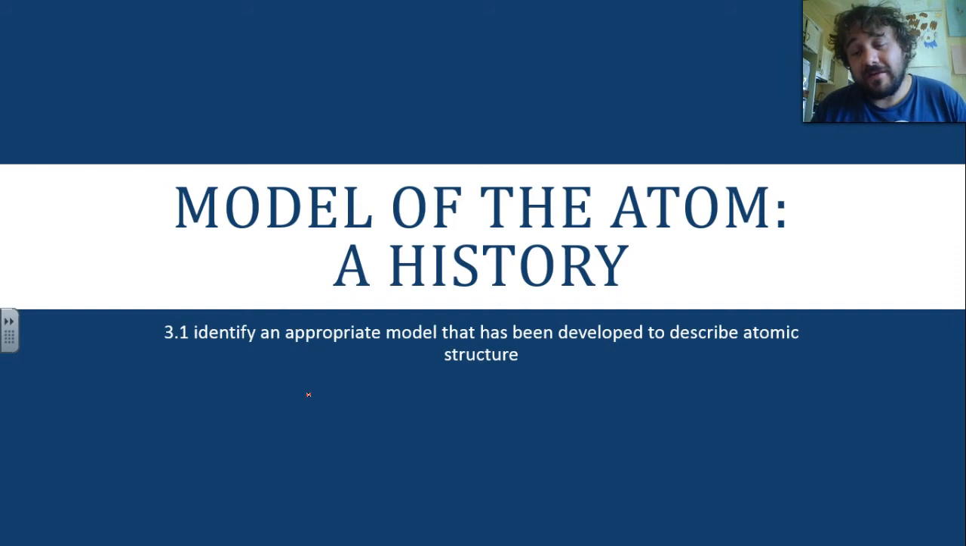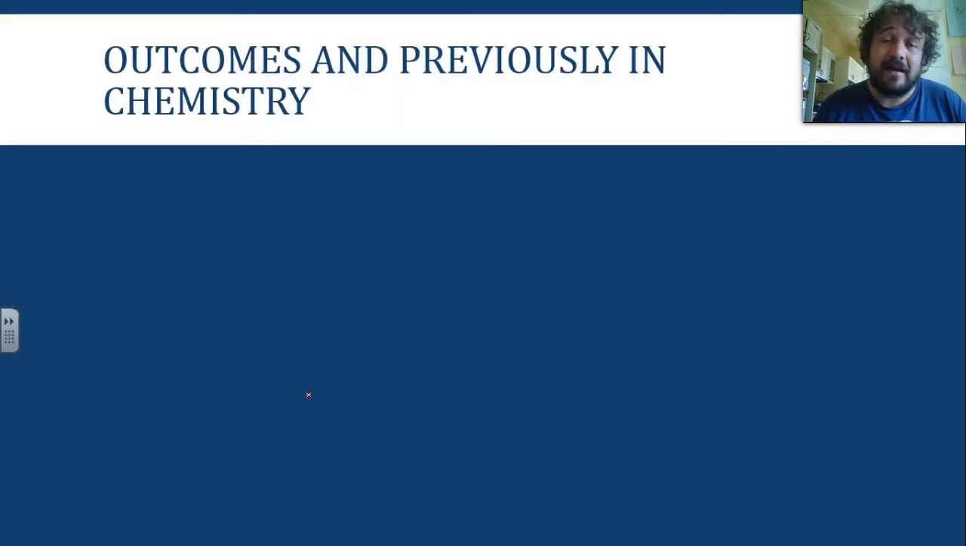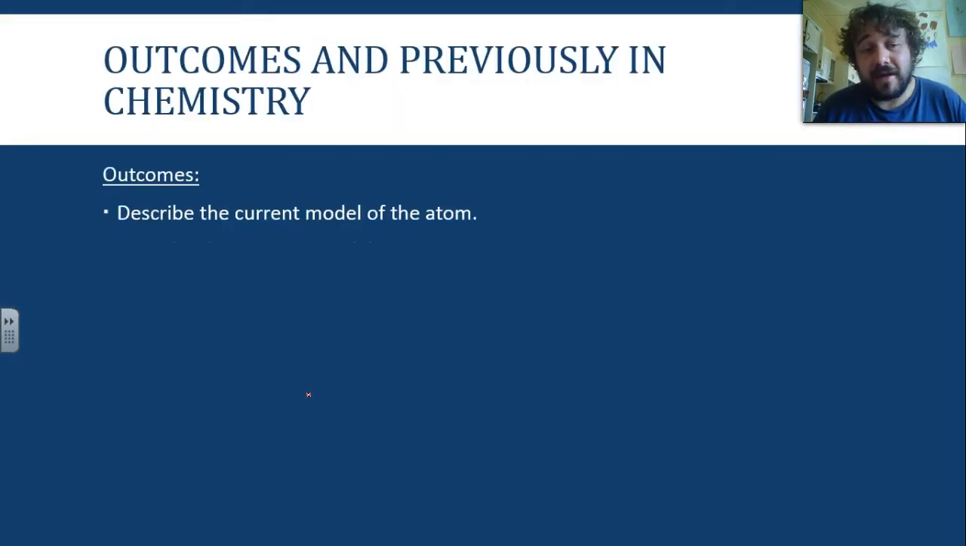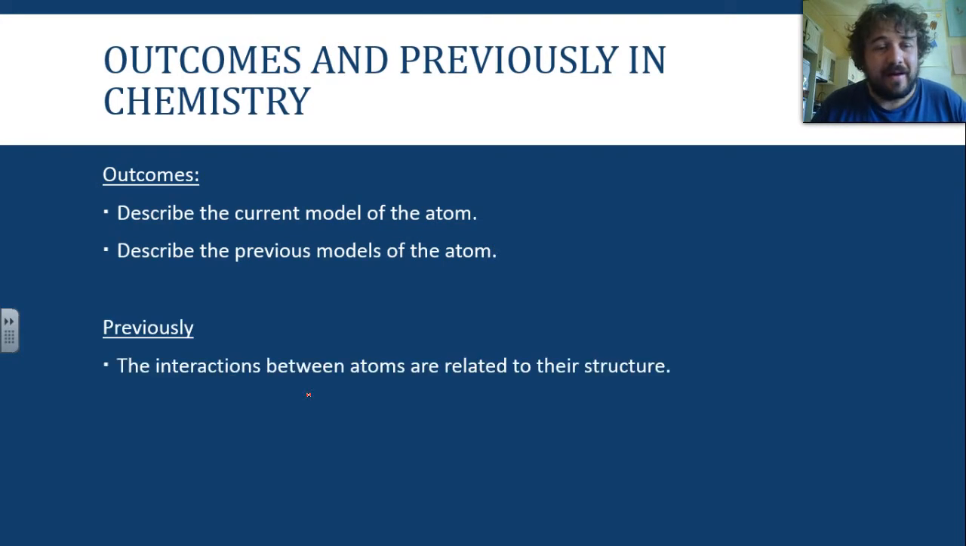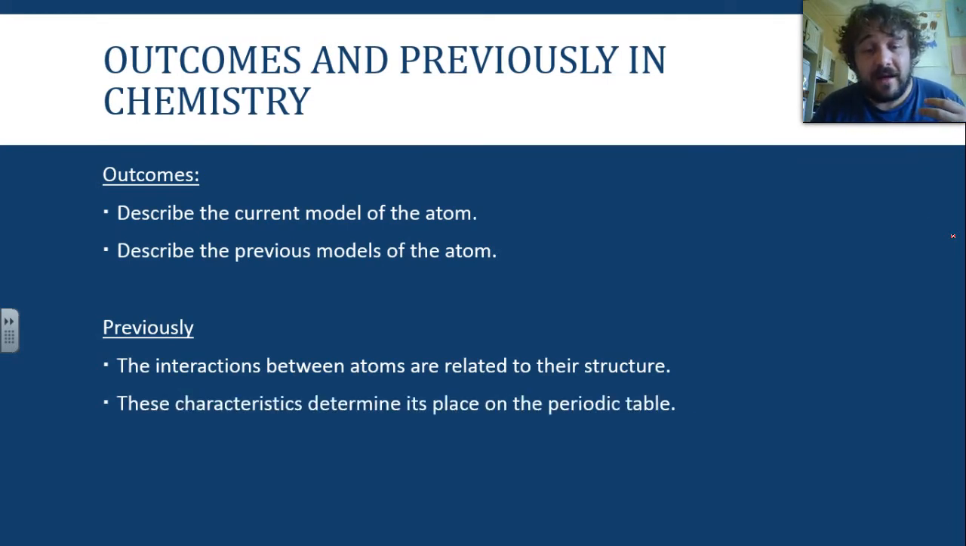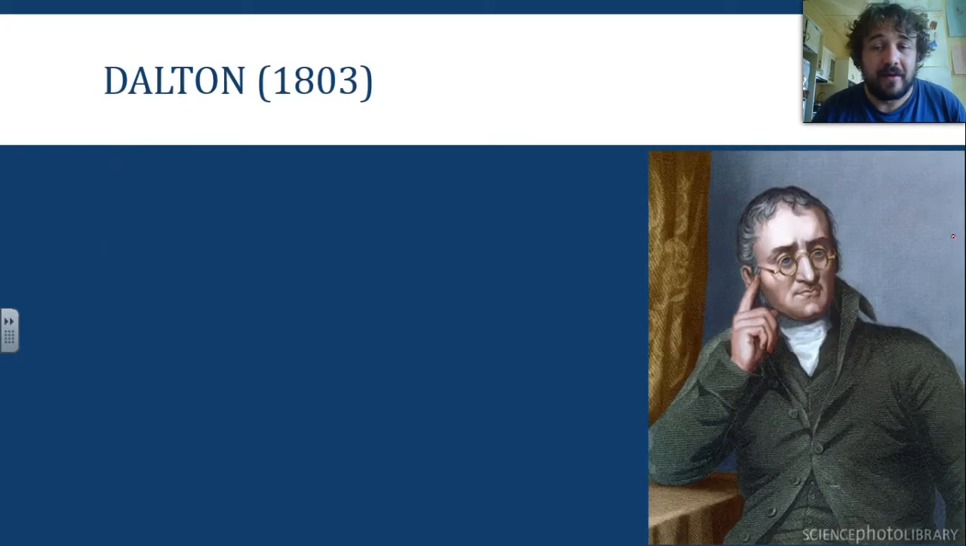So today we're going to look at the model of the atom and how we got there. By the end of this, you should be able to describe the current model of the atom and the previous models of the atom. So good luck. Now, we know that the interactions between atoms are due to their structure, and they've known this for a very, very long time. And that it's the physical characteristics that determine where it is in the periodic table. And we'll get more to that later on.